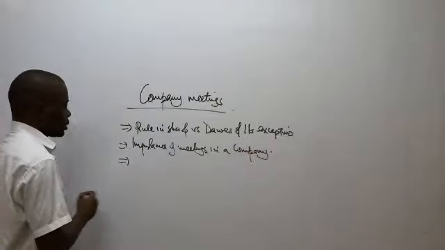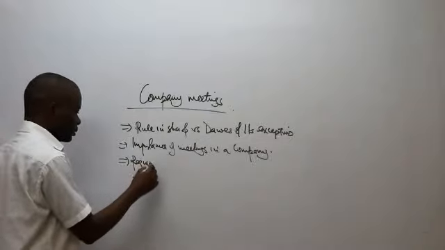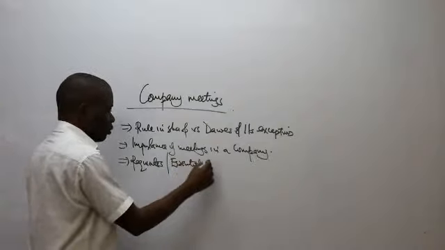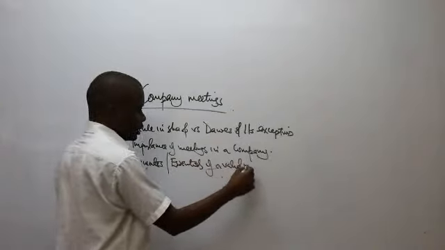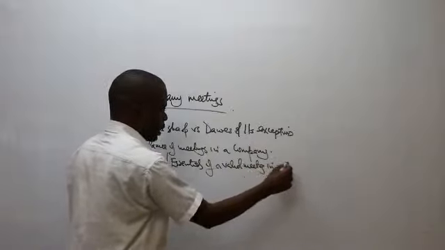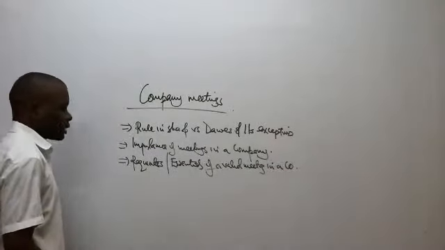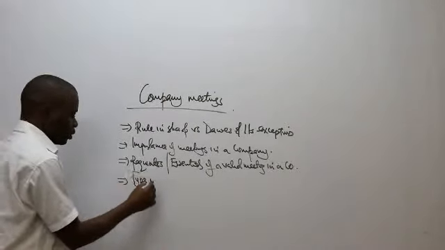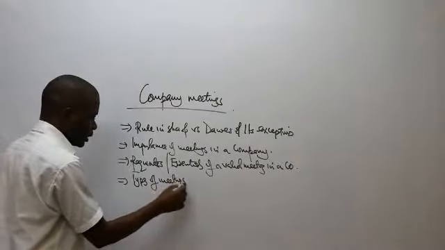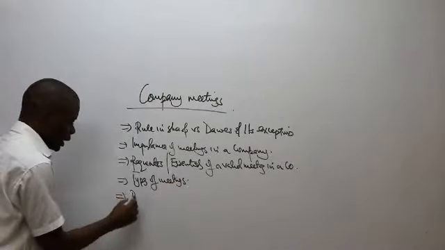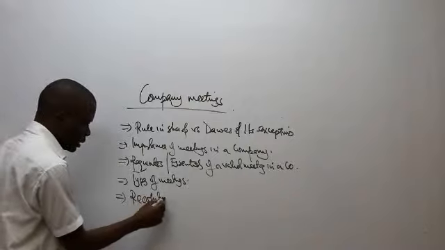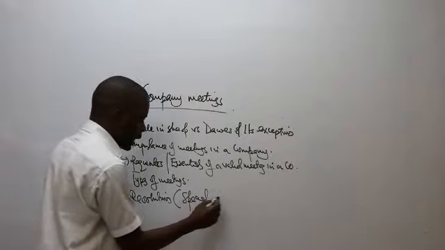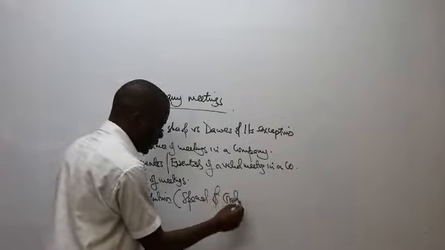Then you're supposed also to be able to understand the requisites, or sometimes they say the essentials, of a valid meeting in a company. Also be able to understand the types of meetings in a company. Then lastly, just be able to know the types of resolutions that can be passed at company meetings. Here there are two key ones: the special resolution and the ordinary resolution.